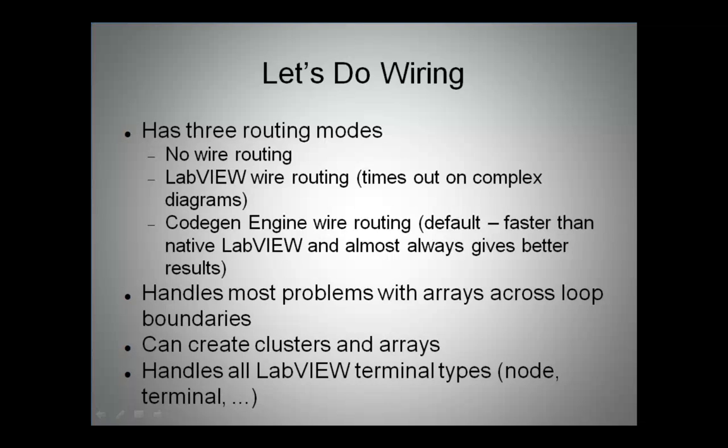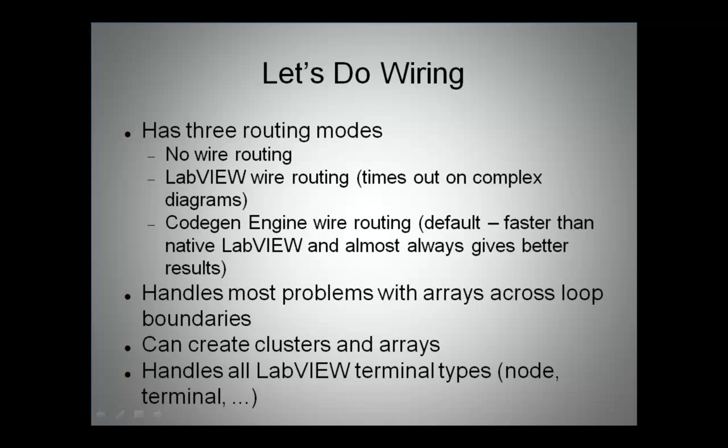Okay, so let's do some wiring. Wiring has 3 routing modes. You can do no routing at all, which you would use if you're just dropping railroad tracks and you know there's not going to be any L's or bends in the wires and you just want them connected. You want it fast, so that's no wire routing. You can use LabVIEW's wire routing routine. The problem with that is if you have a complex diagram and it has to go around anything, there's a high probability it'll time out and it won't actually give you a route. It will just give you a simple L or a straight line. I was surprised at how often that actually happened.